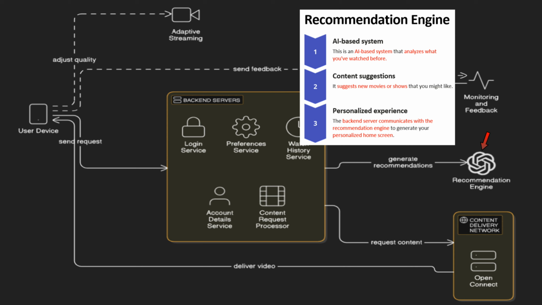Here you can see the recommendation engine. This is an AI based system that analyzes what you have watched before and suggests new movies or shows that you might like. The backend server communicates with the recommendation engine to generate your personalized home screen.